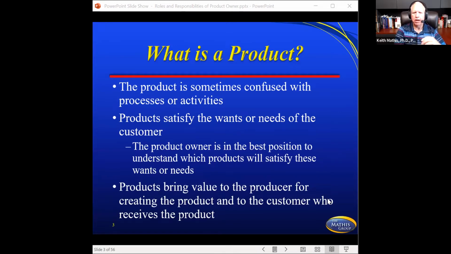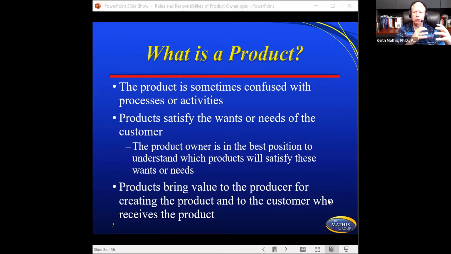Products satisfy the wants and needs of the customer. So the product owner is really the person who's the keeper of the features, the keeper of the user stories, the keeper of all of the components that the customer is really wanting. To put it visually, and we'll show you some graphics a little bit later, the product owner is connecting mainly to the customer.